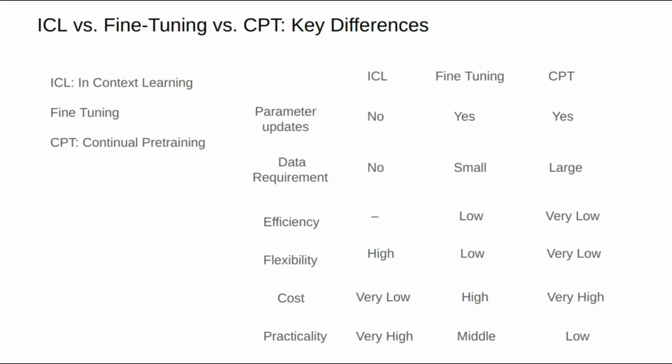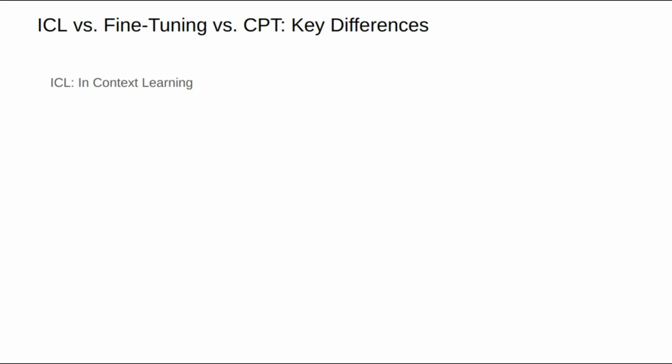In this video, I will explain the differences between in-context learning, fine-tuning, and continual pre-training. First, ICL stands for in-context learning. It involves adding examples to a prompt to guide the model in understanding the task. Using examples to activate the model's capabilities is referred to as ICL.